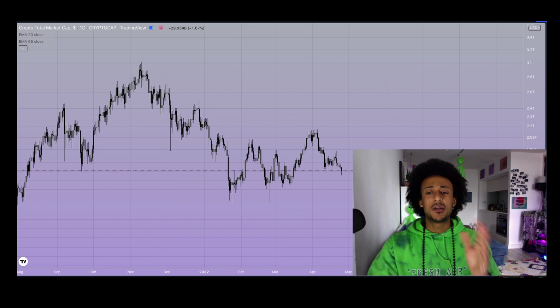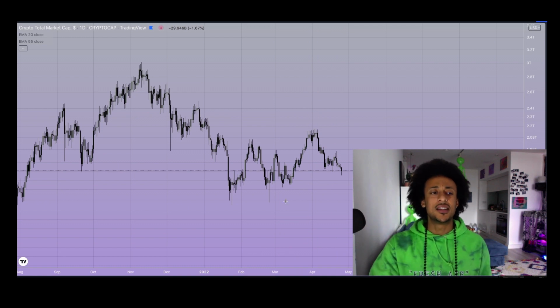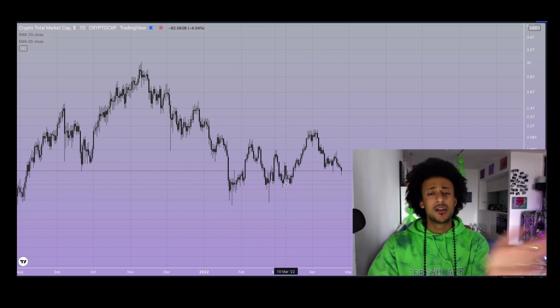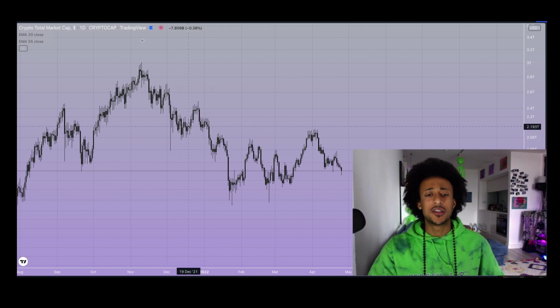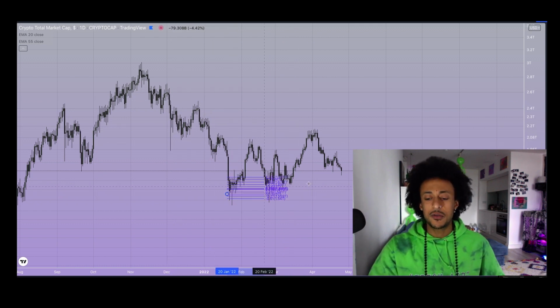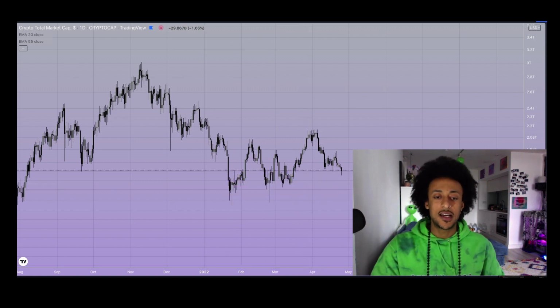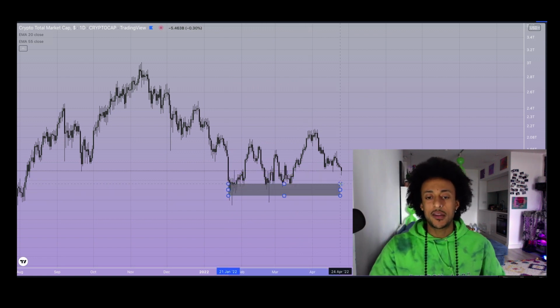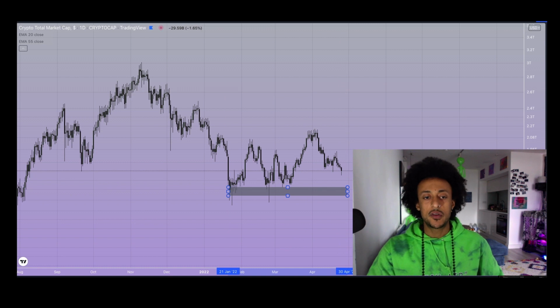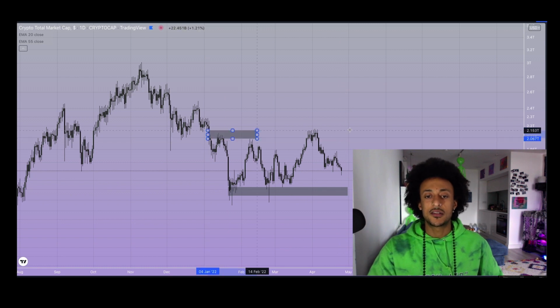The chart that we've got up here at the moment is the total crypto market cap. We're just going to look through it, and this is, of course, the daily. So the first thing I'm going to do is just show you this. That is the Fibonacci tool. We do not need that just now. So we're going to plot this support zone here, and we're going to plot this resistance zone here.